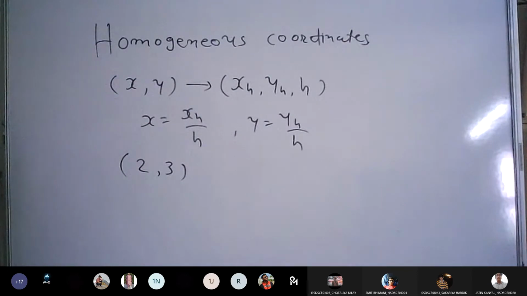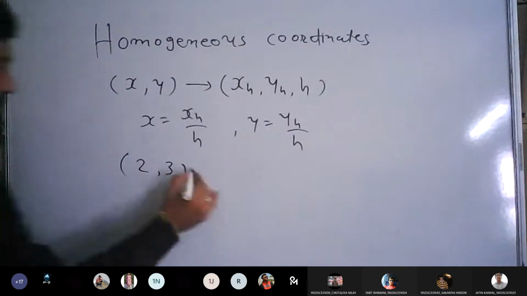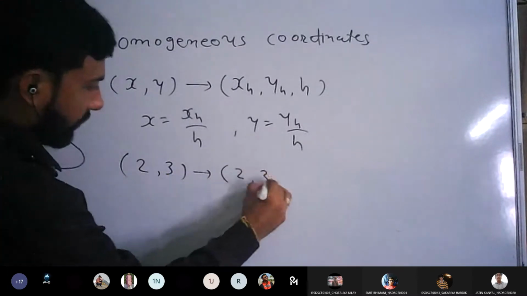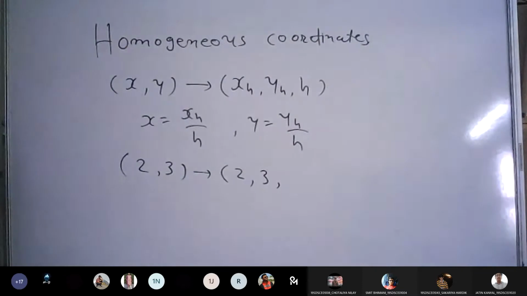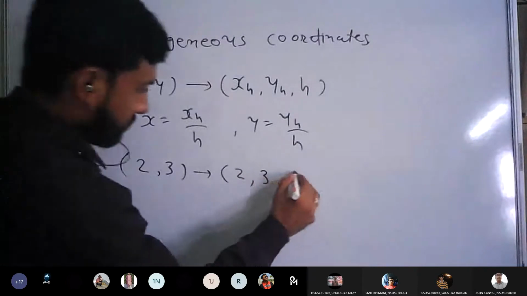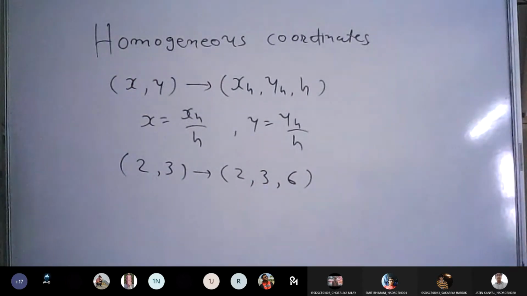Now if I want to find the homogeneous value for this one, then I write 2, 3, and what could be the value of the homogeneous parameter h? Can anyone tell me? Six. Someone is saying it is 6. See, based on the equations, try to resolve it and see whether it is valid or not. Is it valid?